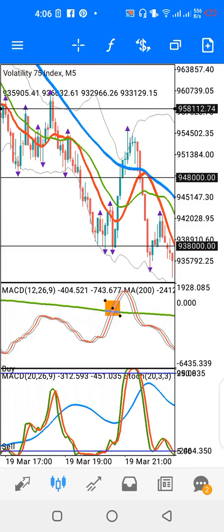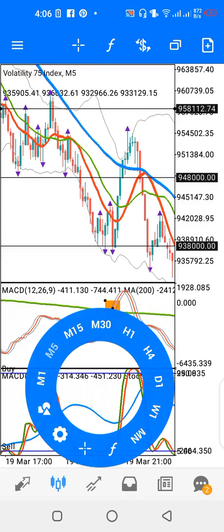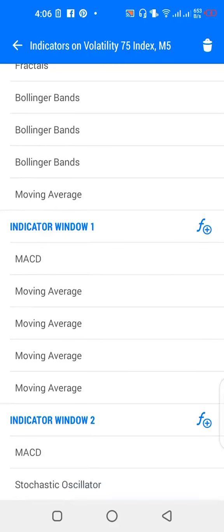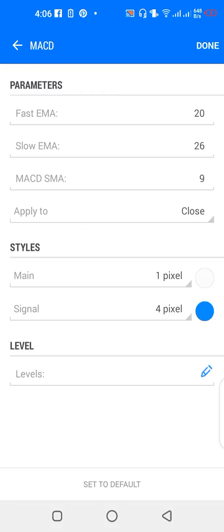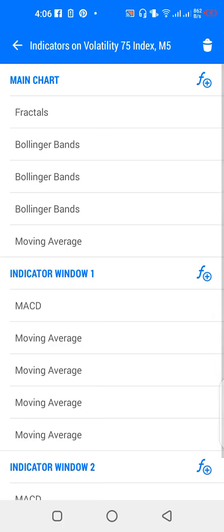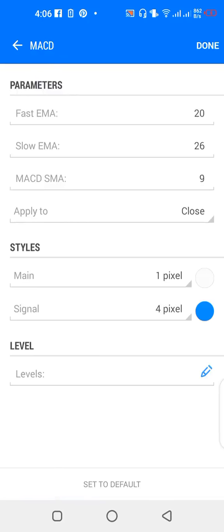Let's look at the parameters for the indicators on indicator window 2. On indicator window 2, we have just MACD and stochastic oscillator. The fast EMA for the MACD is 20. The slow EMA is 26. MACD SMA is 9. Apply to close. The main color is no color. Signal color is blue. That's for the MACD.